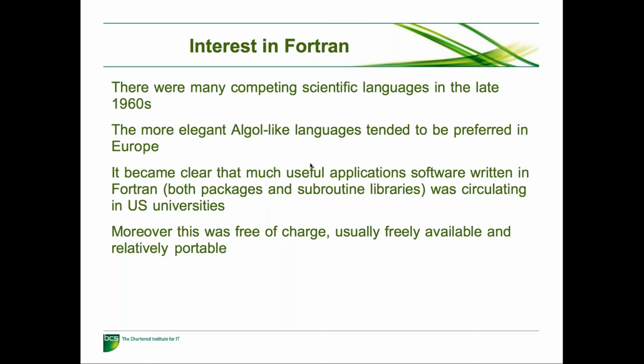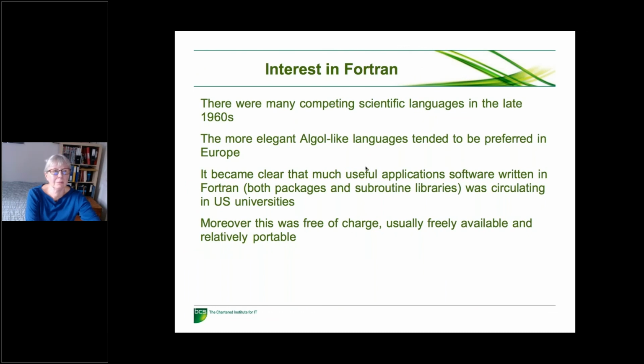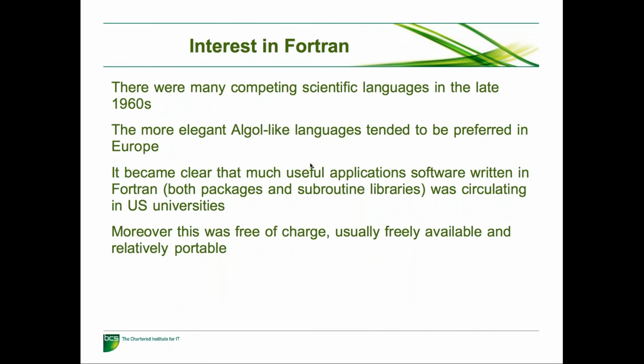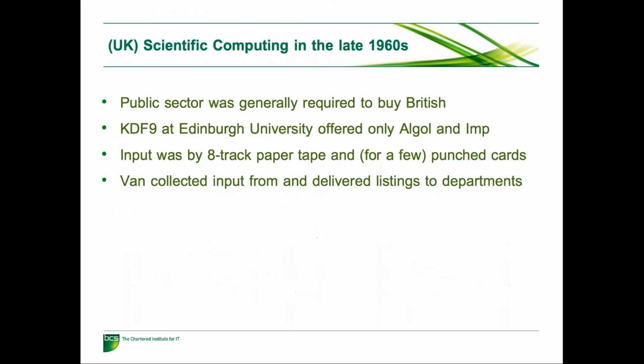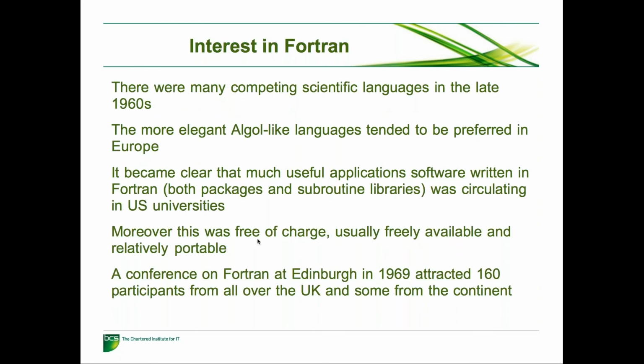In Europe, there was a preference for Algol-like languages, more elegant, more powerful. And people tended to rather look down on Fortran, which was seen as rather crude. But in those days, mainframes cost millions, and software was considered cheap or even free in comparison. People gradually became aware that there was a great deal of useful software written in Fortran, mathematical libraries, statistical libraries, packages, circulating particularly in American universities and research labs, which were available for free.